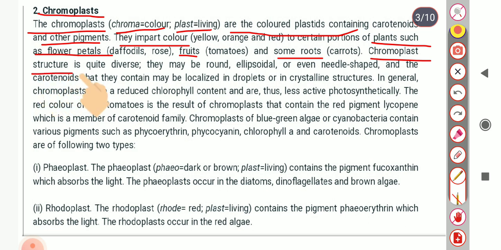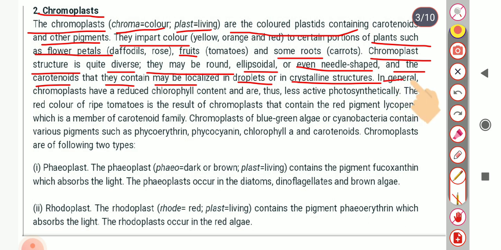Chromoplast structure is quite diverse. They may be round, ellipsoidal, or even needle shaped, and the carotenoid they contain may be localized in droplets or in crystalline structures. In general, chromoplasts have reduced chlorophyll content and are thus less active in photosynthesis. Means chromoplasts contain less chlorophyll, so they are less photosynthetically active.